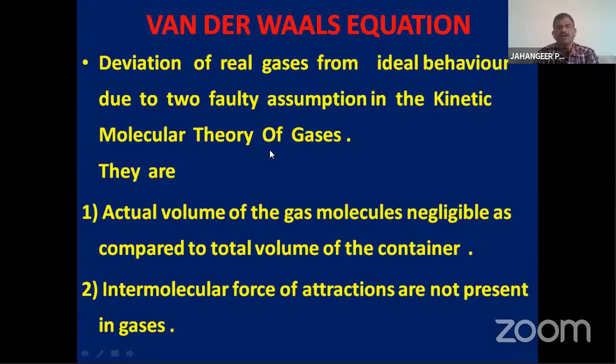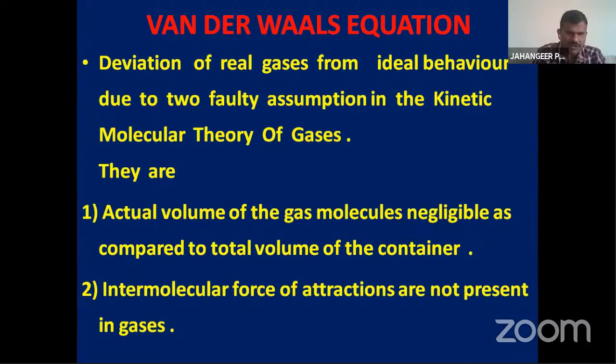We will discuss the postulates of the kinetic molecular theory of gases. Gases contain a large number of discrete particles called molecules. They collide with each other as well as with the walls of the container. The volume occupied by the gas molecules is negligible. We discussed several postulates in the previous session. Of those postulates, two cause the deviation of real gases from ideal gas behavior. So what are those two postulates?